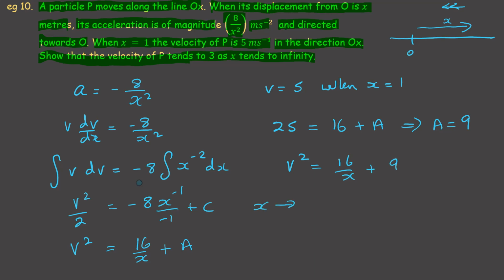As x tends to infinity, this term here would tend to 0, and therefore v squared tends to 9. Since we know the particle starts here going in this direction, it follows that v tends to 3 and not negative 3.